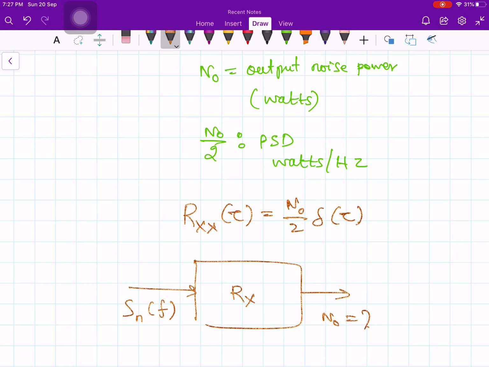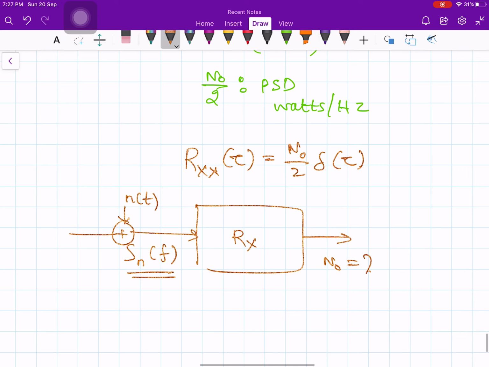What we are saying is, at the input to the receiver we have a noise function n of t with the power spectral density S suffix n of f. Now what will be the input noise power? Input noise power N suffix I, which is equal to how much? And then the next question that we would like to ask is, how is the noise power related to the spectral density?